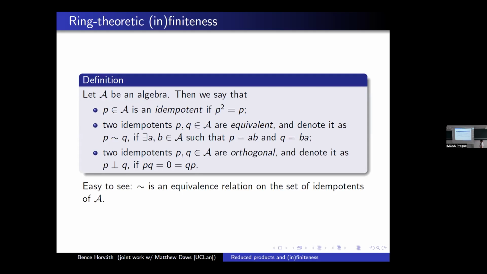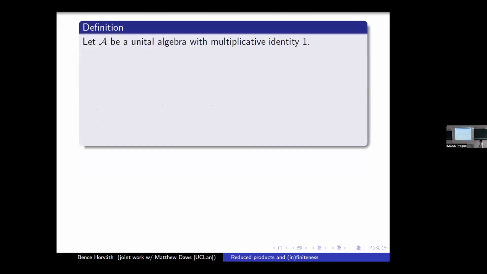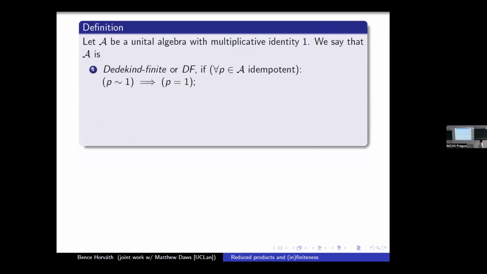And of course, as you all know, this is a genuine equivalence relation on the set of idempotents in your algebra. For now, let me fix a unital algebra with a multiplicative identity, and I'll say that the algebra is Dedekind finite, or DF, if whenever you have an idempotent which is equivalent to the multiplicative unit in the sense of the previous slide, then this is actually the identity, the multiplicative identity.